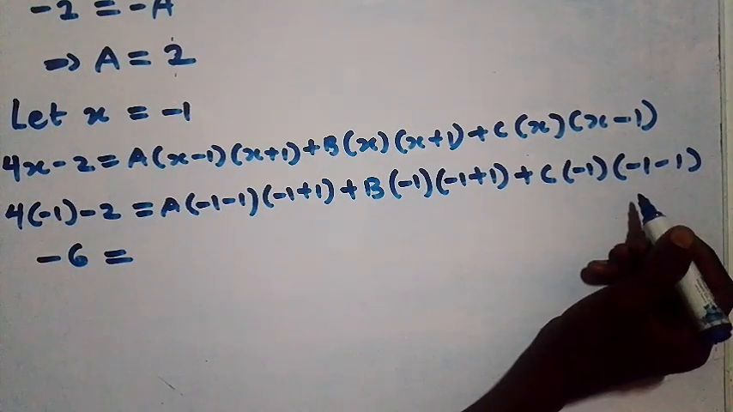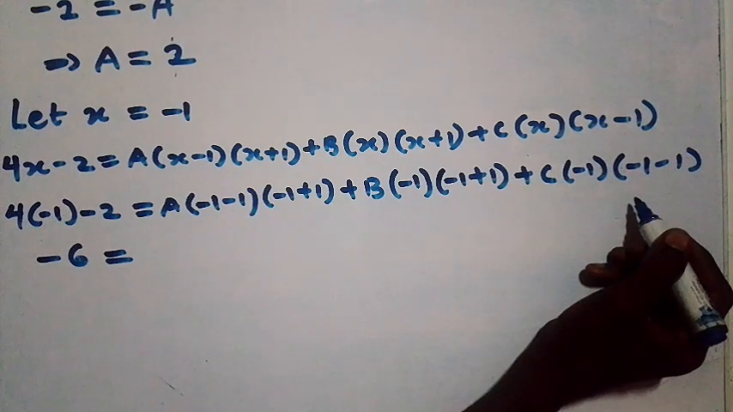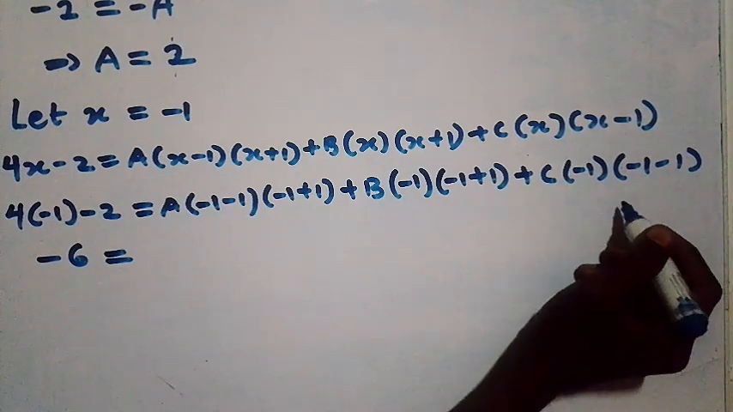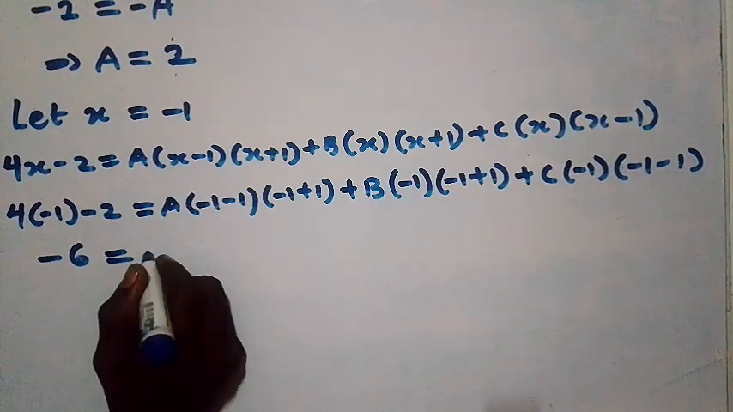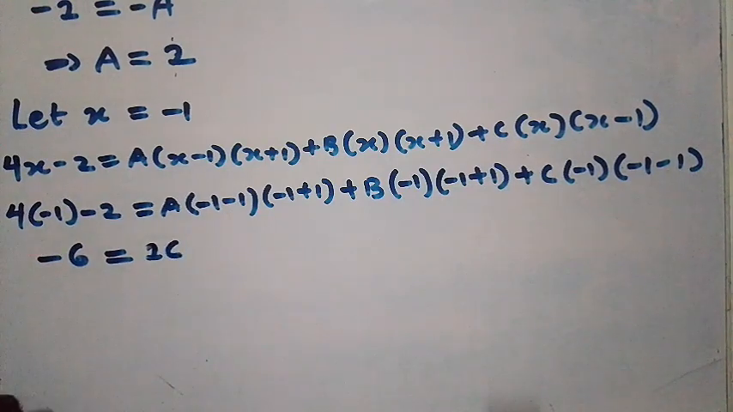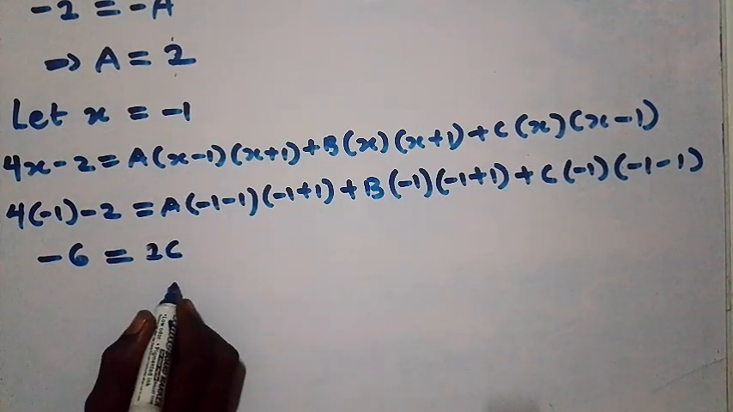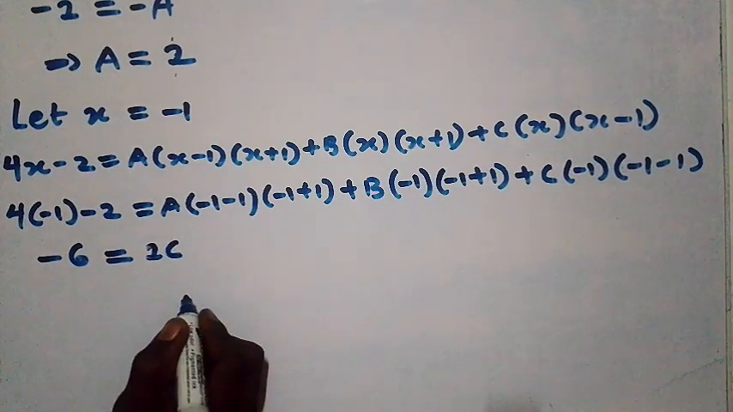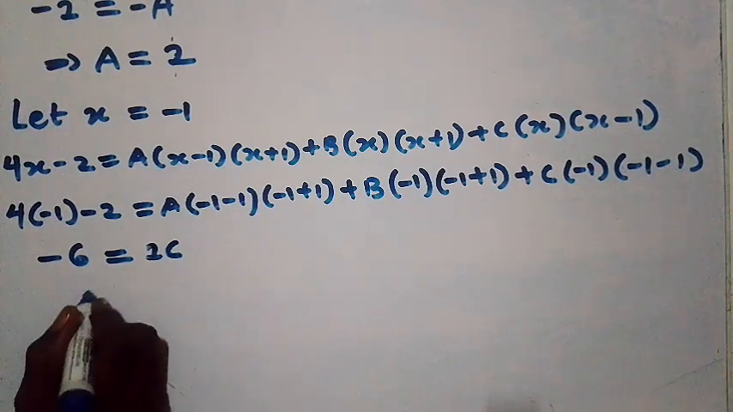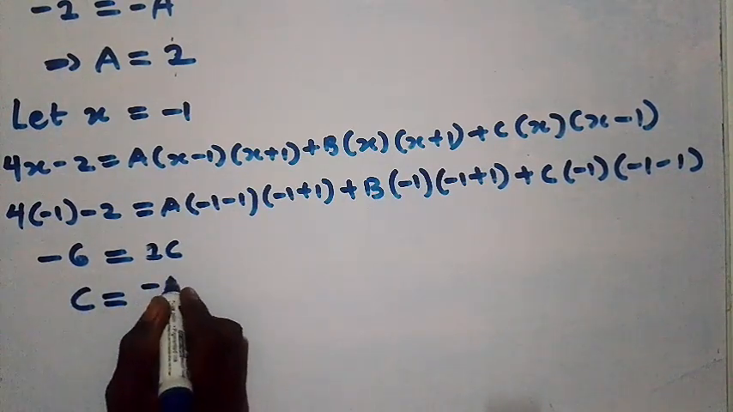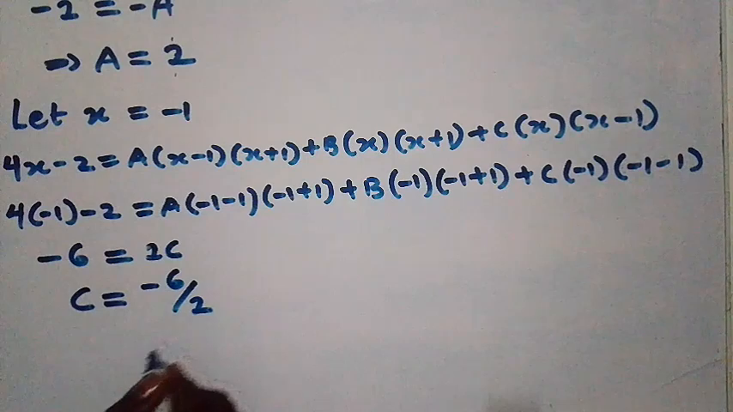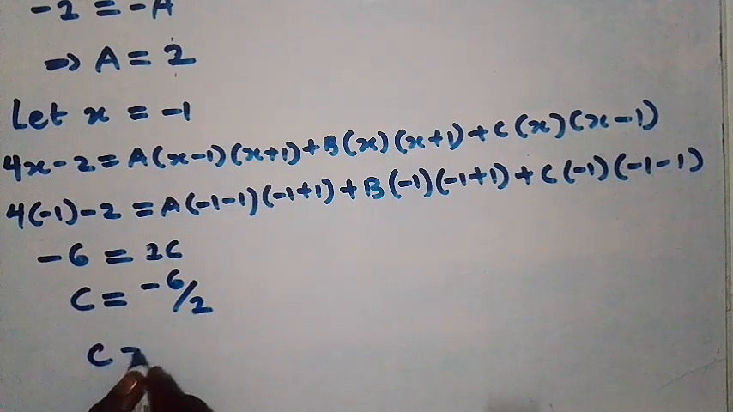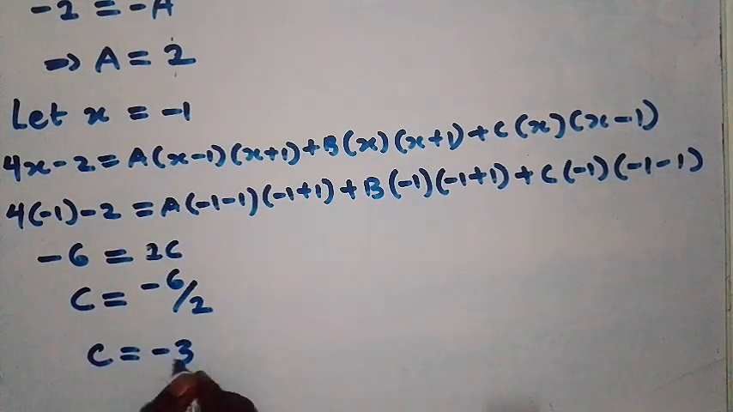Then we get minus 6 equals 2C. Now to find the value of C here, we divide both sides by 2. And C will be equal to minus 6 over 2. C equals minus 3.